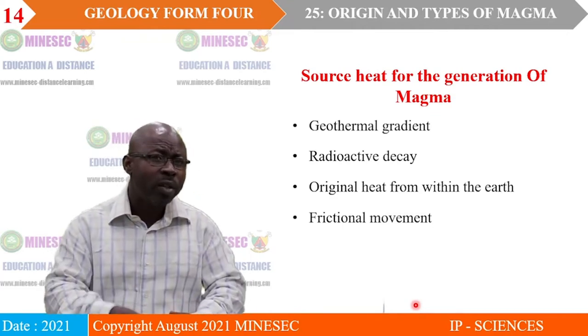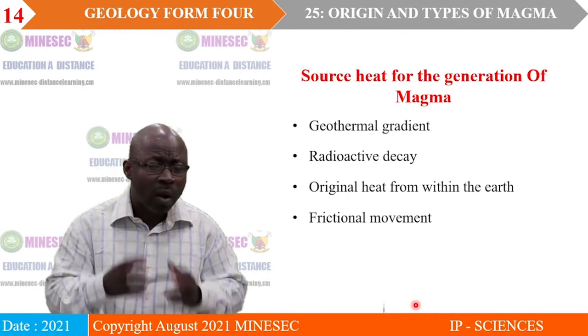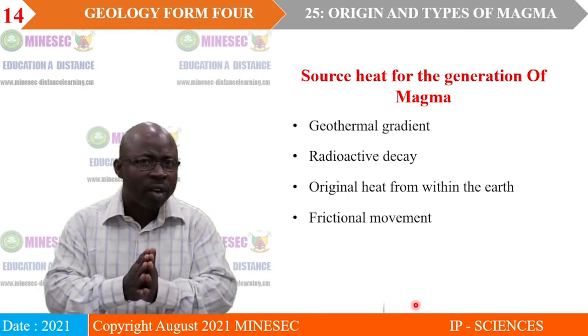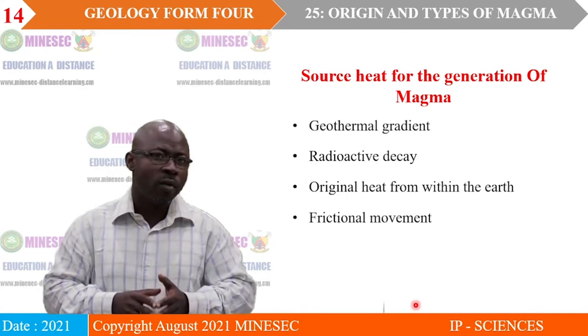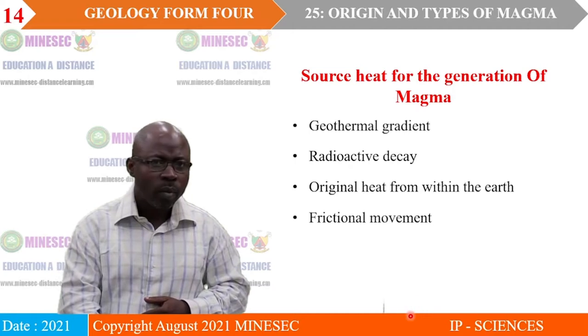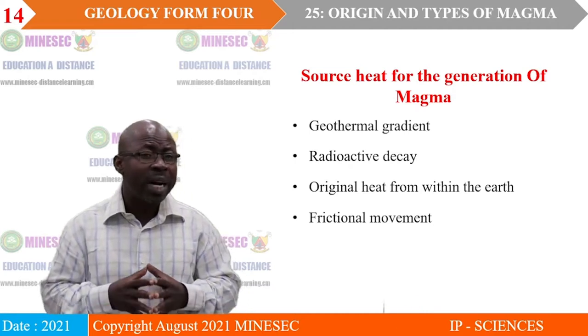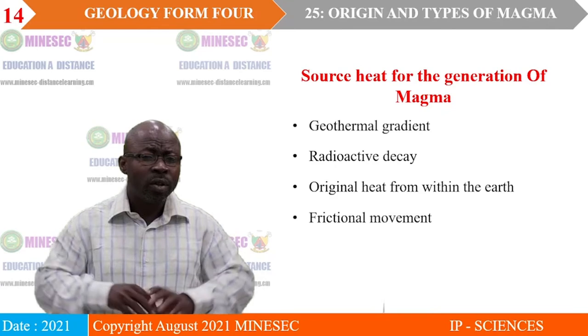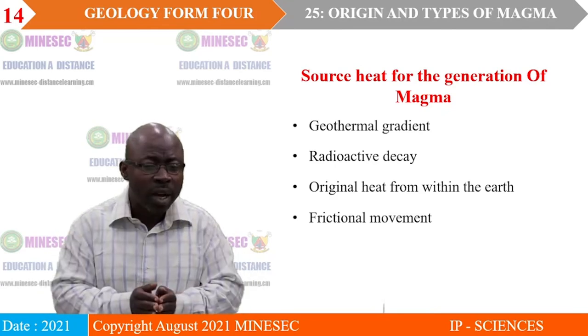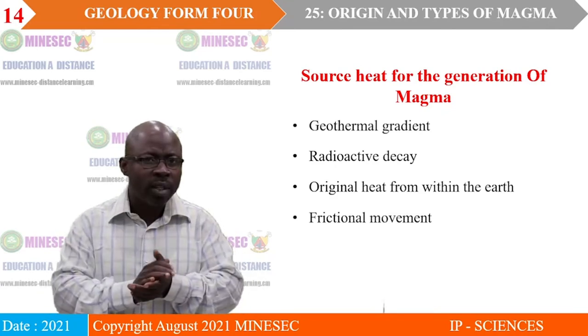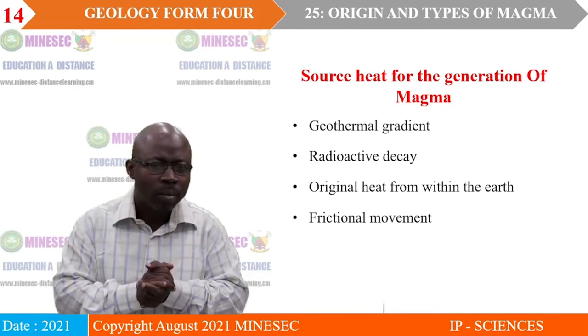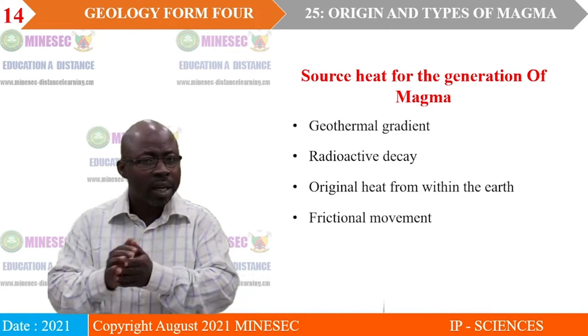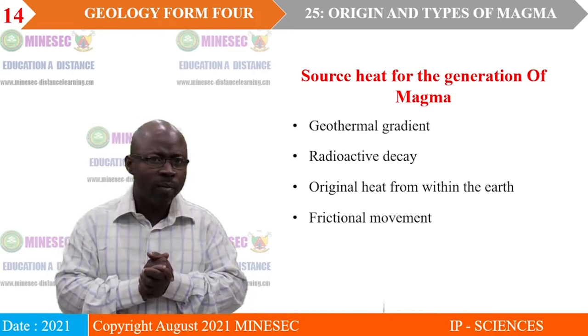So that amount, this geothermal gradient, has been accounted for as a source of heat that will lead to the generation of magma. We also have radioactive decay, which releases energy, and this energy is sent to Earth materials, which when they accumulate, become huge quantities that can cause materials to melt, hence leading to the generation of magma.